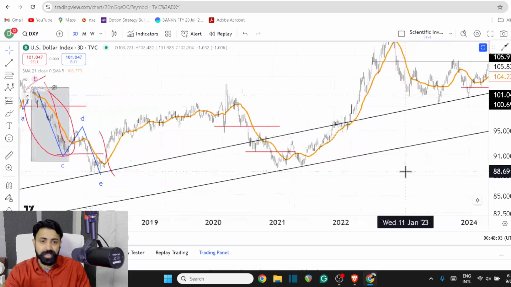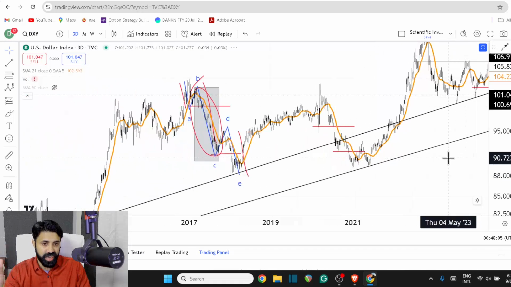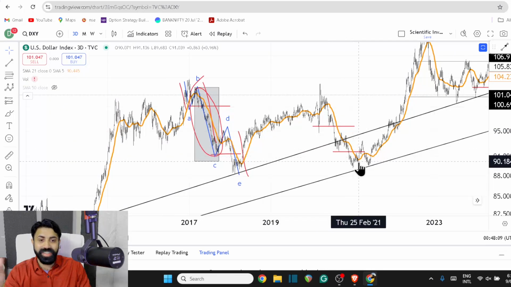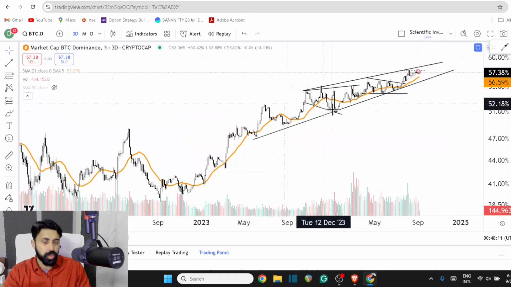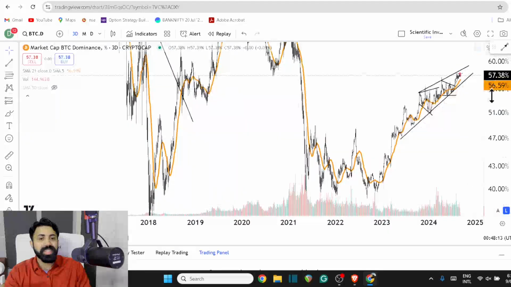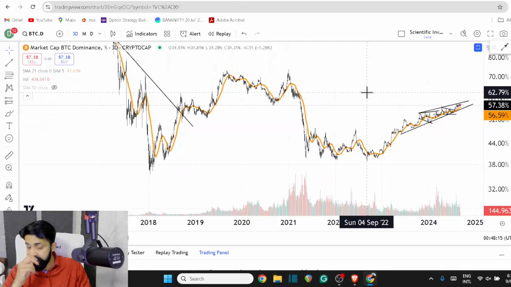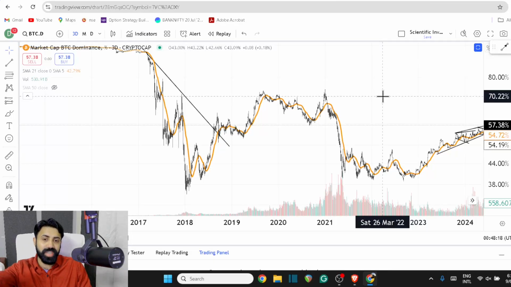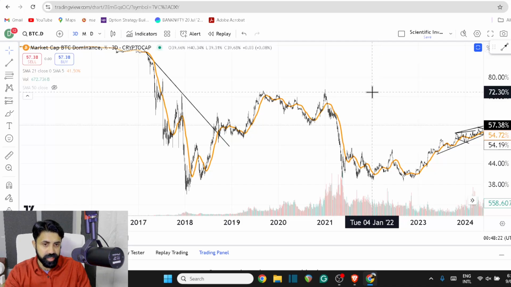Even in the last cycle, which had muted price action, dollar moved in almost similar price structure, and crypto delivered almost similar moves. Yes, the ROI was comparatively lower. Instead of 1000x, you saw 100x in some. So there's a huge difference.